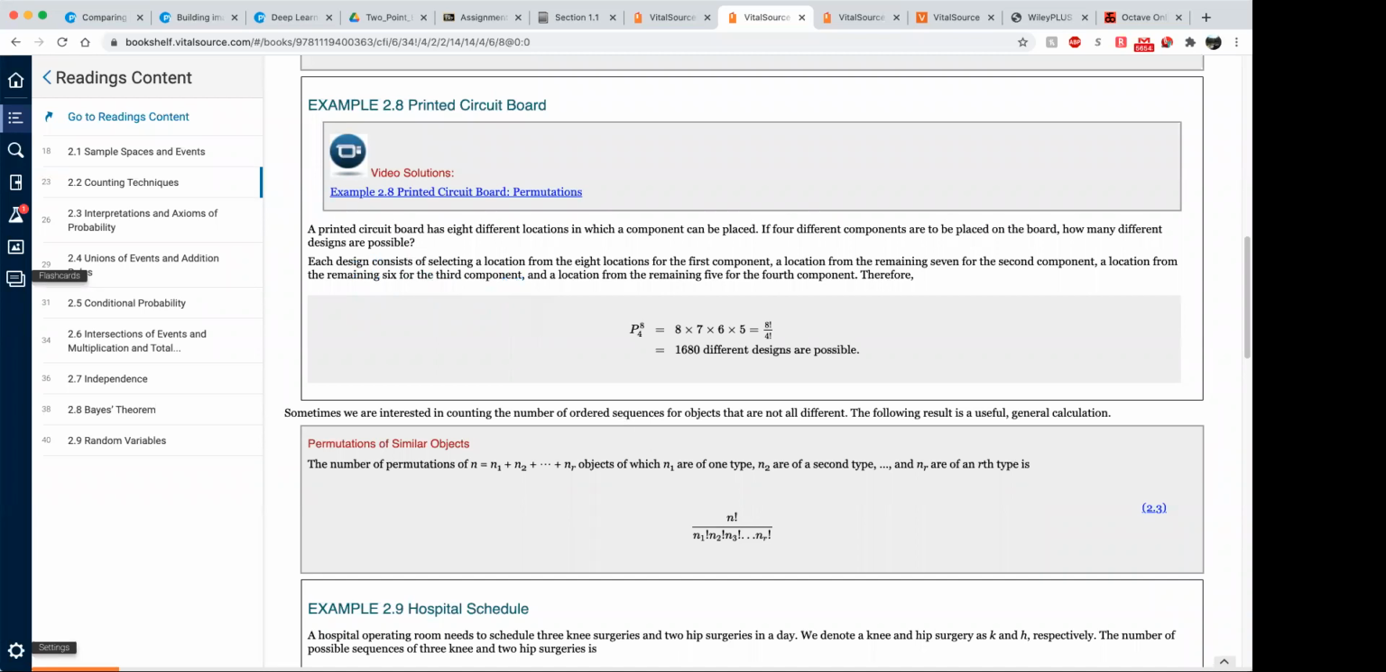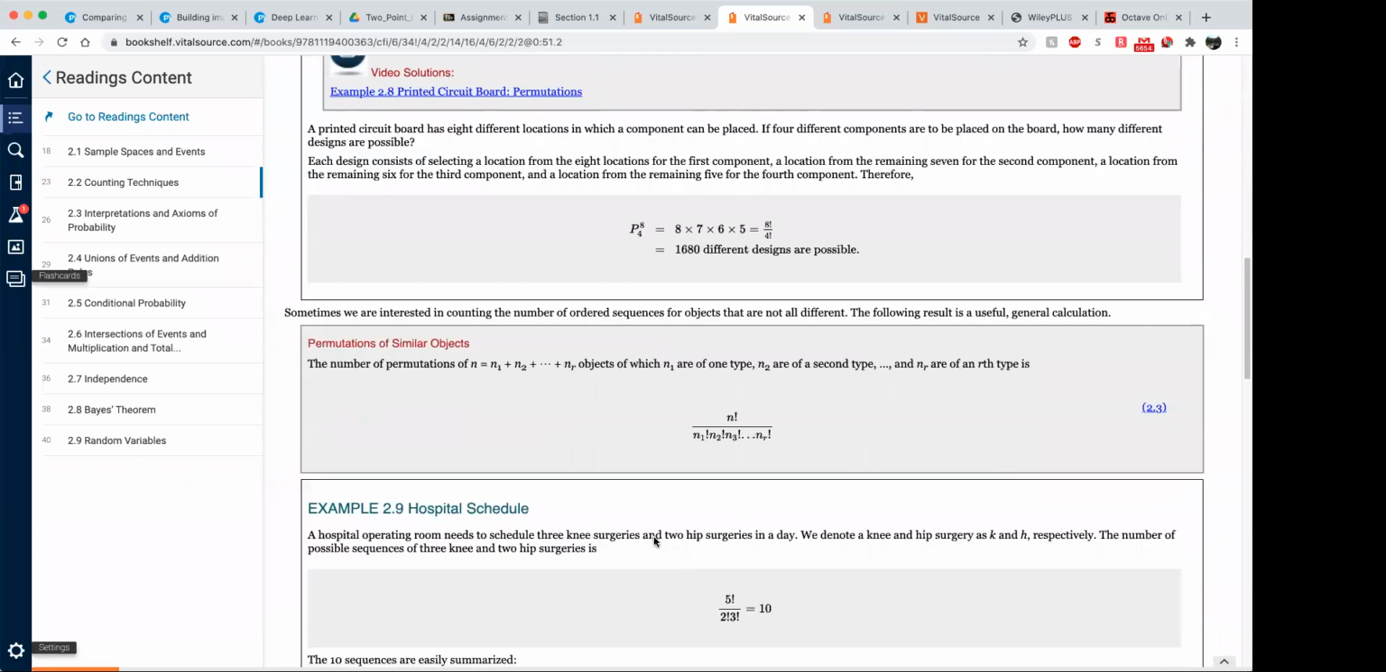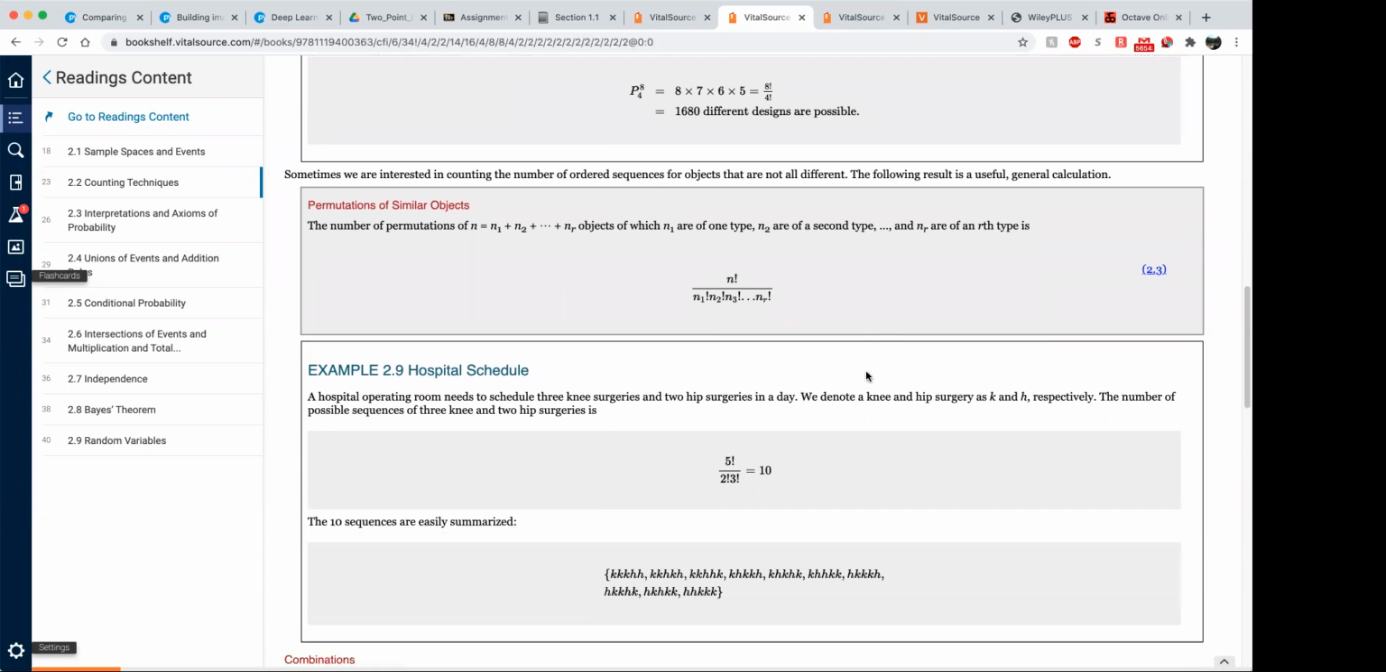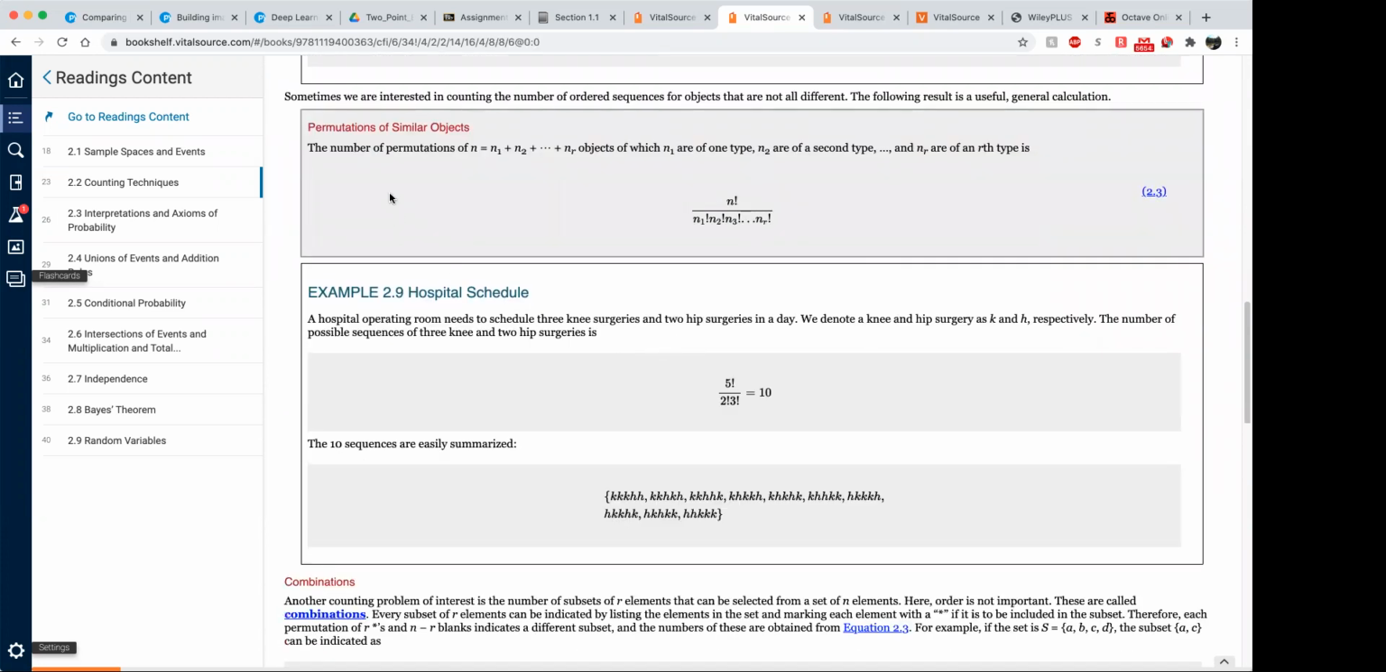So next one, permutation of similar objects. Sometimes we are interested in counting the number of ordered sequences for objects that are not all different. The following result is useful in general calculations. Before looking at this, let's see an example of permutation of similar objects. Example 2.9, hospital schedule. A hospital operating room needs to schedule 3 knee surgeries and 2 hip surgeries in a day, and we note the knee and hip surgeries as K and H respectively.